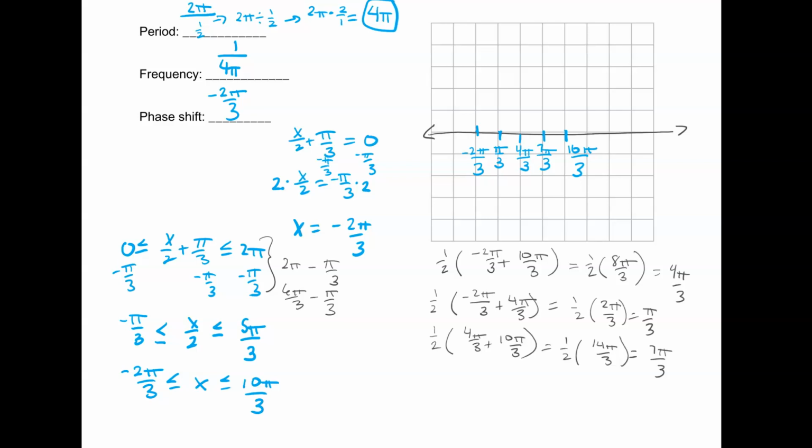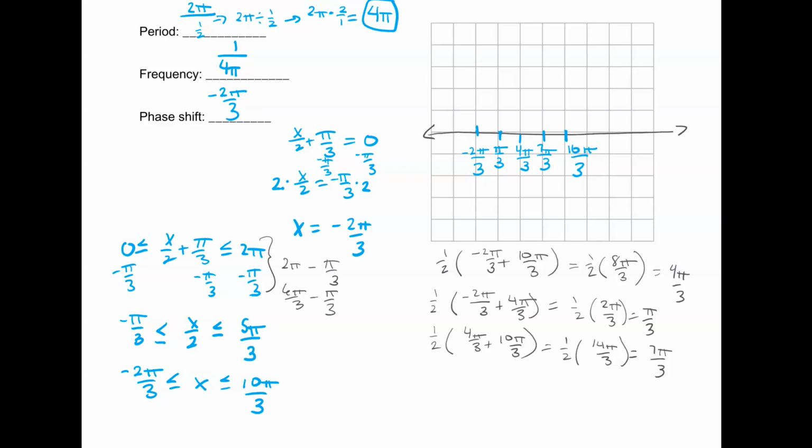Make it the easiest. Okay, so we took into account the phase shift, right? Because this is where I'm going to be starting. I shifted my start. I took into account the period with my labeling. Because notice from negative 2 pi over 3 to 10 pi over 3, that's a distance of 4 pi. Well, that's the whole period. I'm going to do one complete cycle in that time. And now I just have to take care of my amplitude while I graph it.